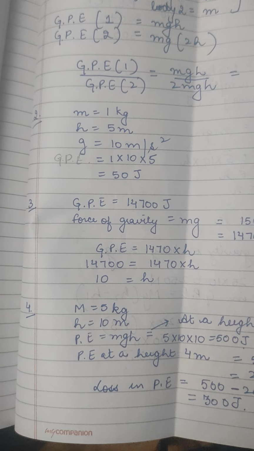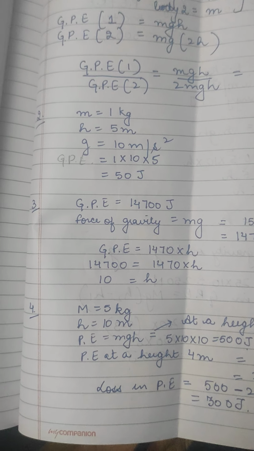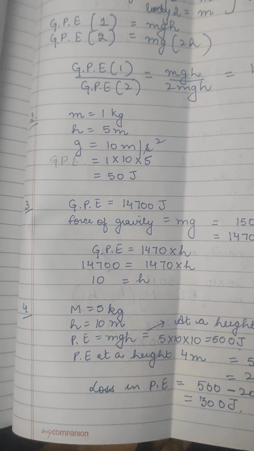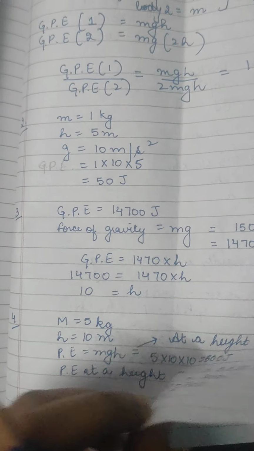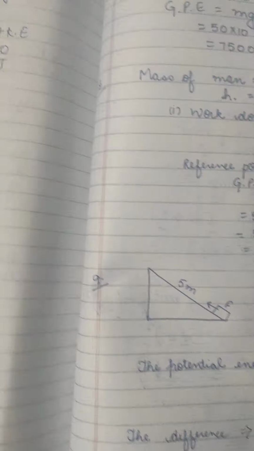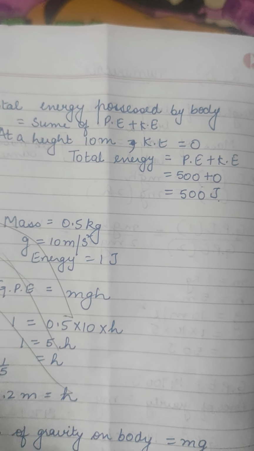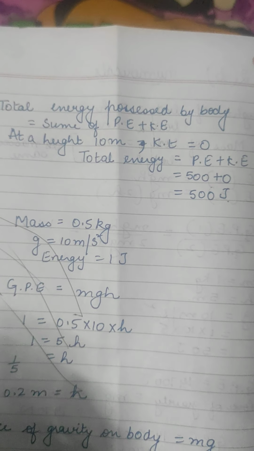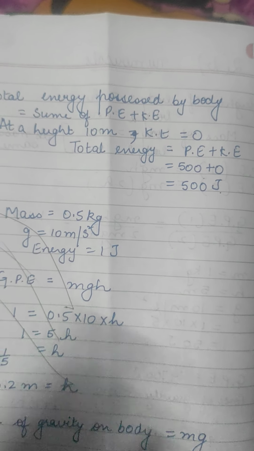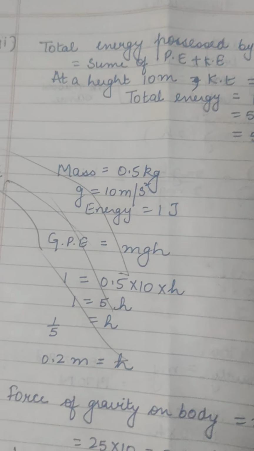The total energy possessed by the body at any instant: the potential energy will be maximum at its greatest height. So the total energy possessed by the body is 500 joules. Because potential energy and kinetic energy remain conserved, at the first height, the maximum height, the potential energy is equal to the total energy, that is 500 joules.